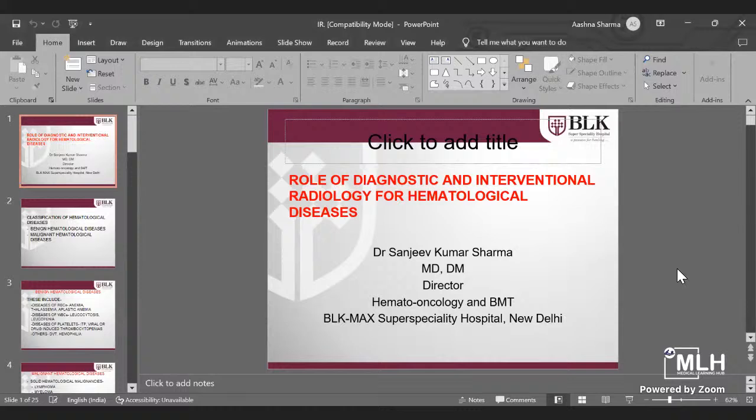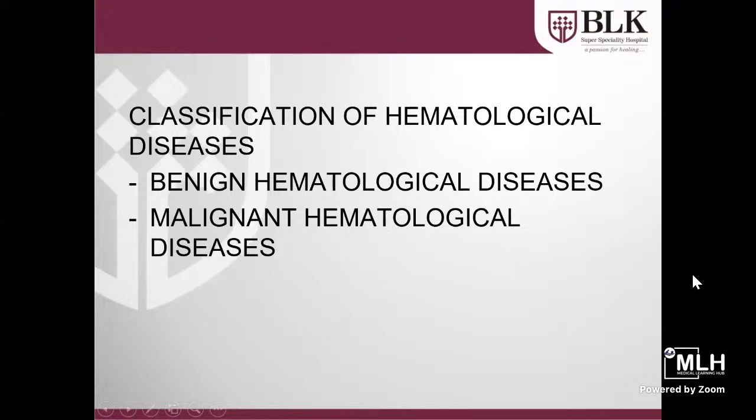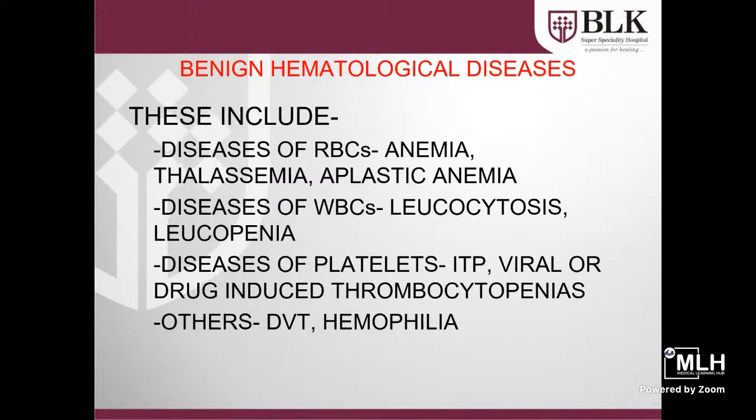Hematological diseases, as the name suggests, are blood disorders, and we classify them as either benign or malignant hematological diseases. Benign, as the name suggests, means not cancerous or malignant, and malignant means all those blood diseases which are cancerous.